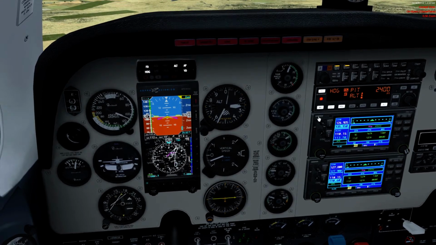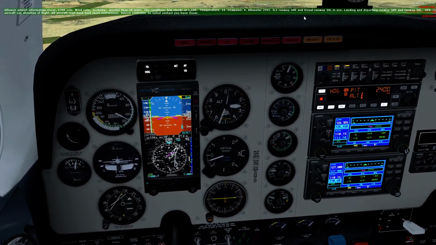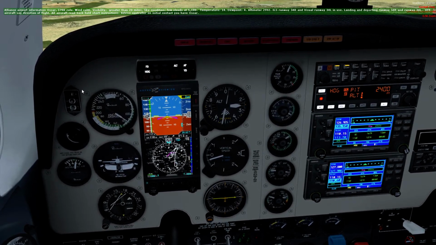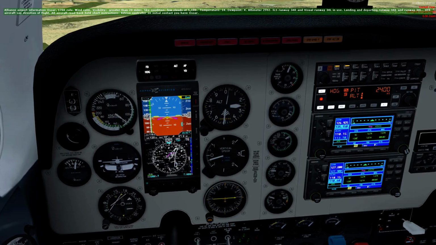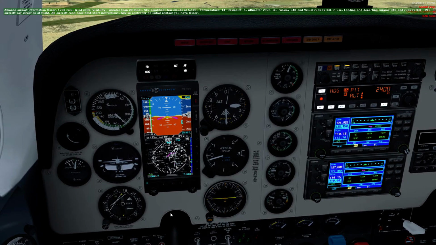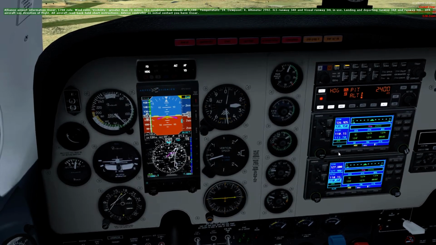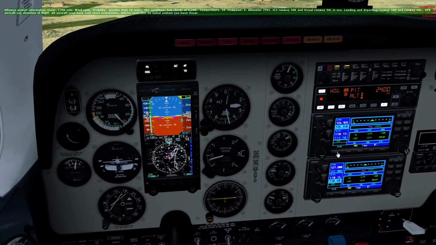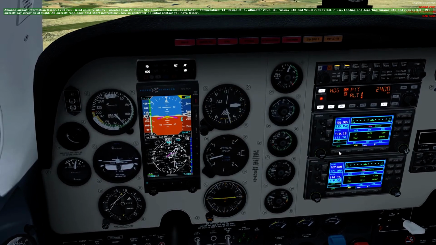So we'll pull up the ATIS. As you can see, it's starting to broadcast the ATIS. We're currently descending down to 2,400 feet at about 115 knots indicated, and we have the approach set up here on the CDI needle.